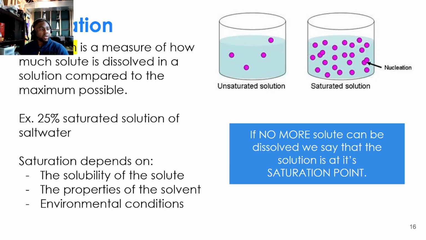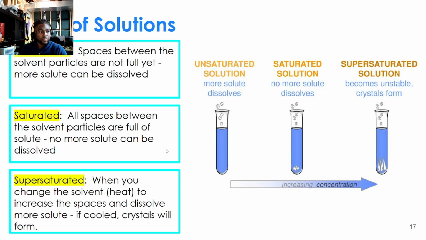Saturation. So saturation is a measure of how much solute is dissolved in a solution compared to the maximum possible. So we have an unsaturated solution here because we can still fit more solute in this solution. And on the right-hand side, we have a saturated solution because we have essentially put as much solute as possible. If no more solute can be dissolved, we say that the solution is at its saturation point. Okay, and then obviously there are supersaturated solutions, which we'll talk about in a bit.